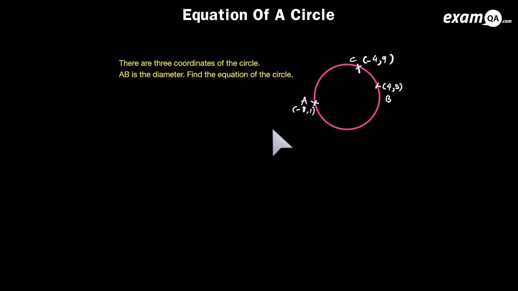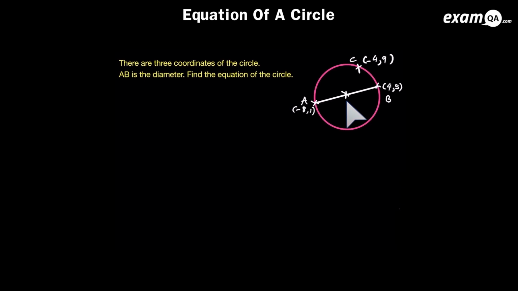Okay, so let's look at this last example. Here we've got a circle and 3 points are given, and we ought to work out the equation of this circle. Now there's an extra piece of information which makes this question a little bit easier. Otherwise, this is a very tough question. The fact that AB is the diameter of a circle makes it much easier for us, because it allows us to work out the center of that circle right away, as the midpoint of the diameter must be the center.